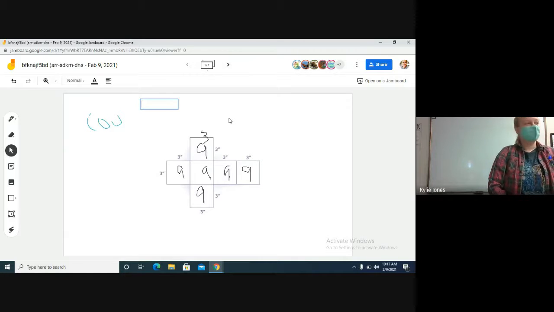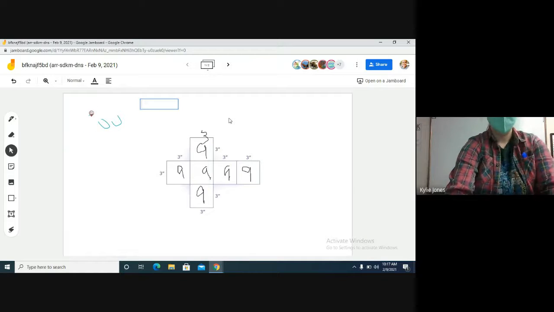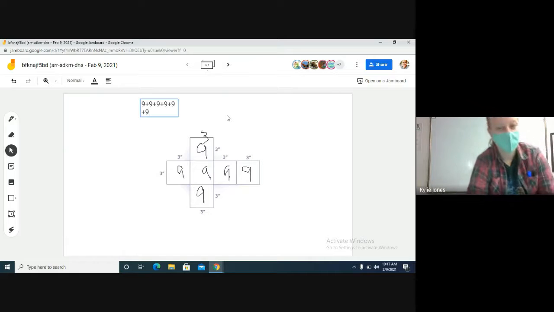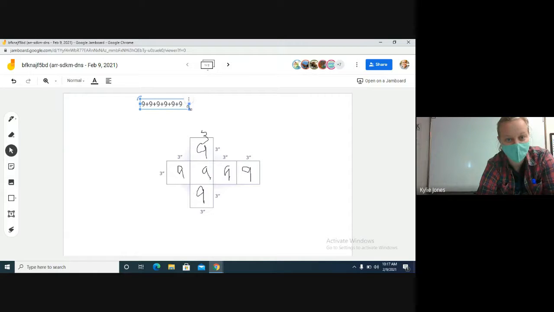What do we need to do to find the total? No. We just did it. Add. We got to add. 9 plus 9 plus 9 plus 9 plus 9 plus 9. So we need to add 9 together 6 times.